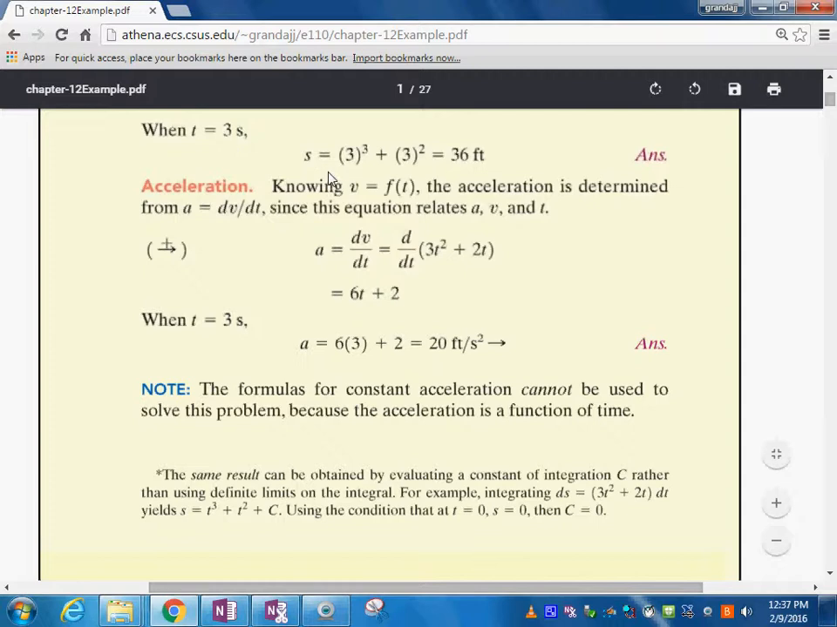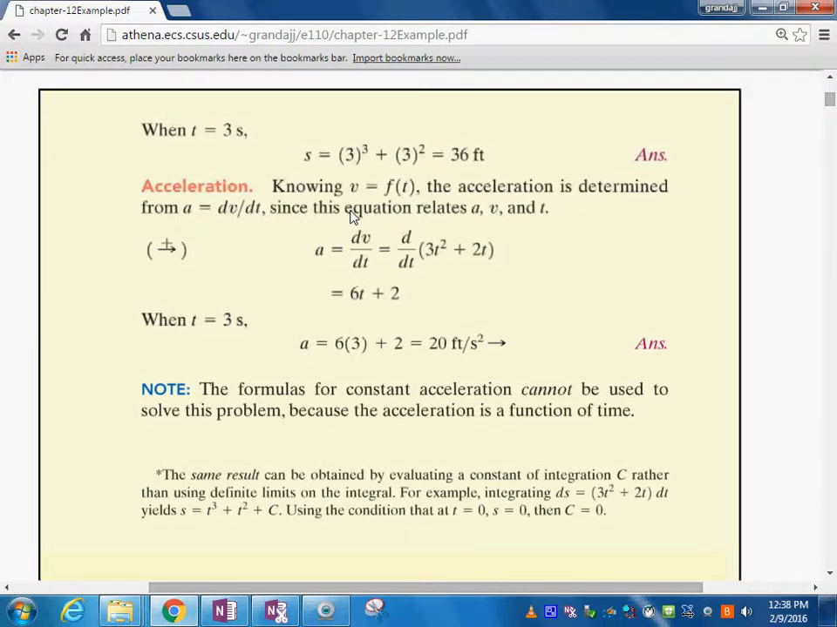The acceleration, knowing the velocity is a function of time, is determined by dv/dt. So in this case, the velocity is given to you, but you're going to calculate the acceleration. Acceleration is the derivative of the velocity. So you have 6t plus 2 when t equals 3 seconds.